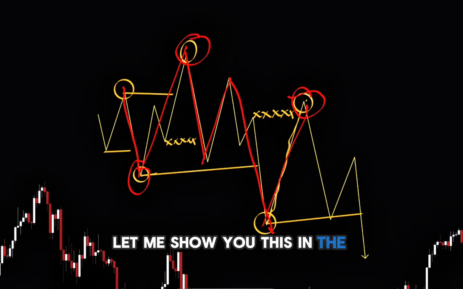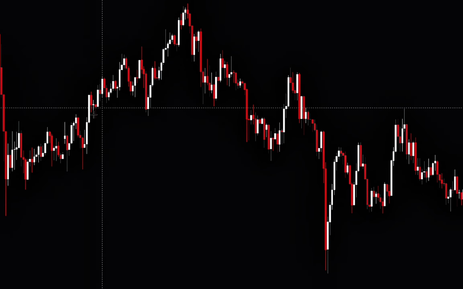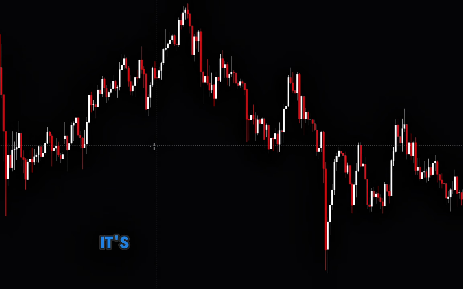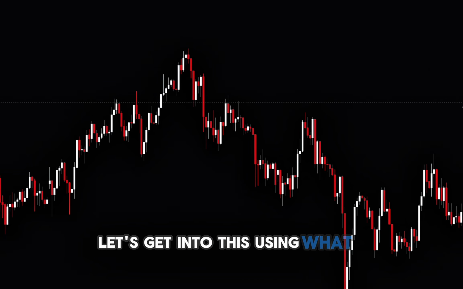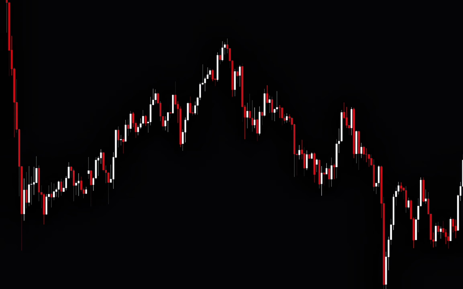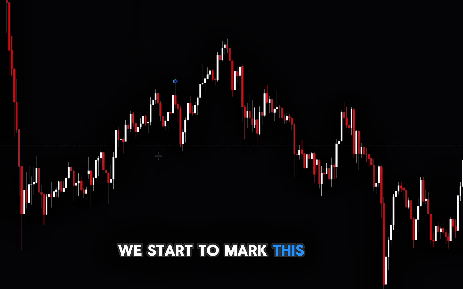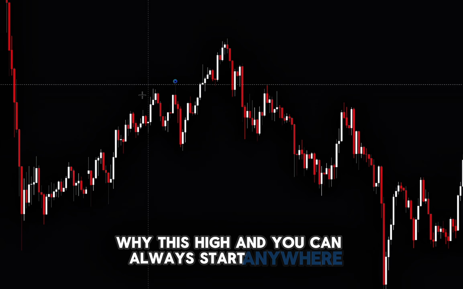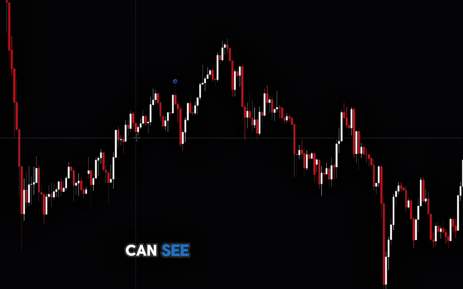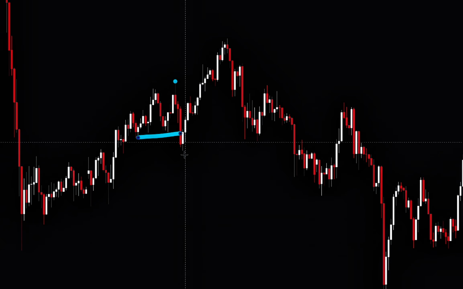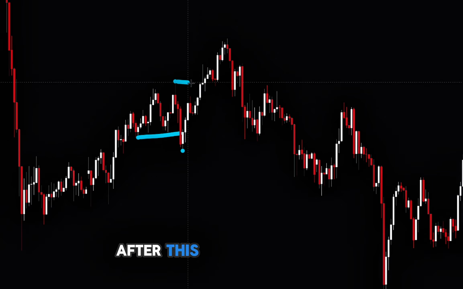Let me show you this in the charts. In this chart here, we can see price has just moved to the upside and then to the downside. It's very difficult to mark the highs and lows if you don't understand what I am telling you. So let's get into this using what I have just told you. So let's understand this. From here, we start to mark this high. Why this high? You can always start anywhere as far as that high has been able to what? Take out liquidity. You can see that it has taken this liquidity from the downside, and then it created this low. So this low only becomes valid after this high is taken out.